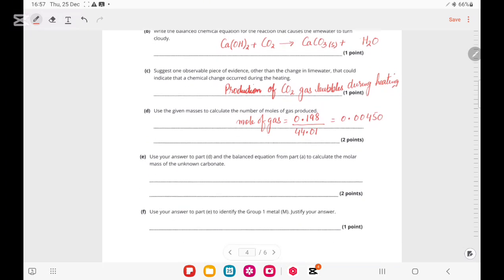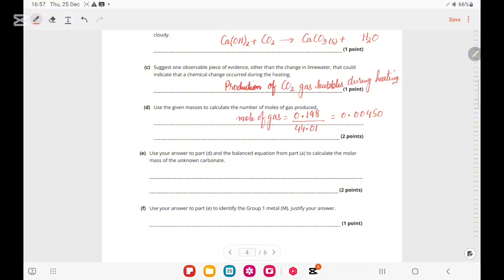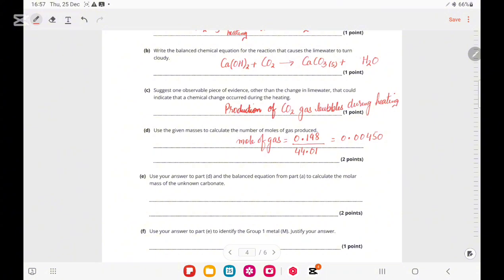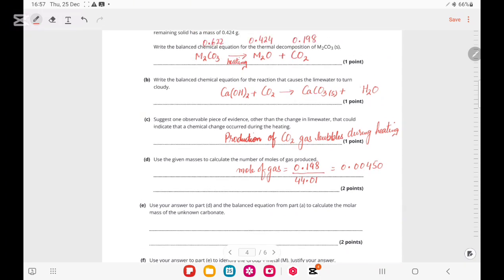0.00450. Then use your answer to part D and the balanced equation from part A to calculate the molar mass of the unknown carbonate. So how can we do that? For example, we need to find the molar mass of the unknown carbonate. So first of all, I am given that the mass of the carbonate is going to be 0.622, and I need to see that they have the 1:1.